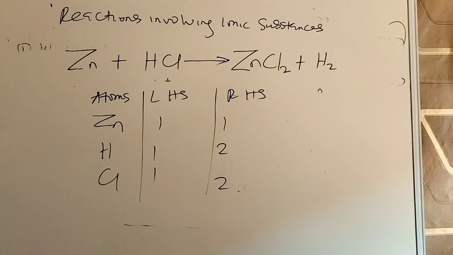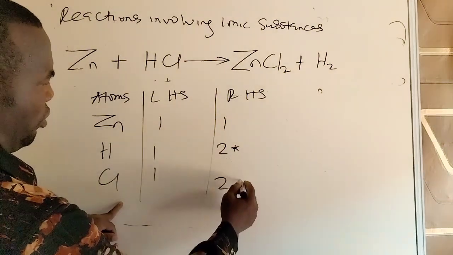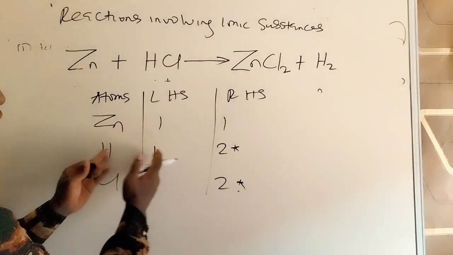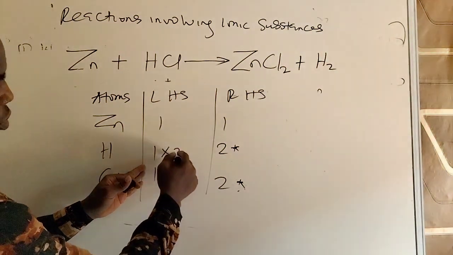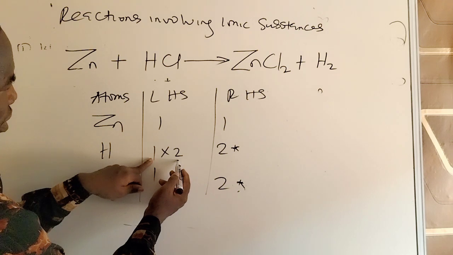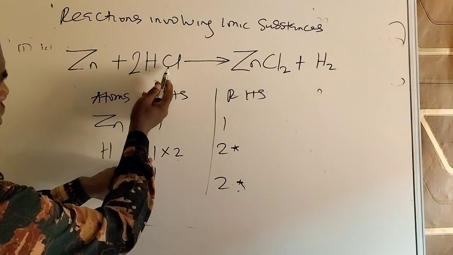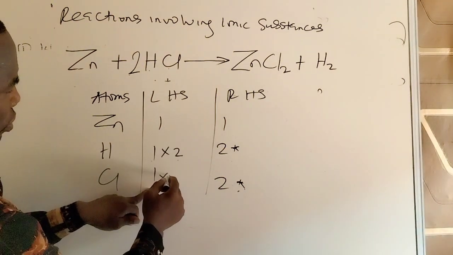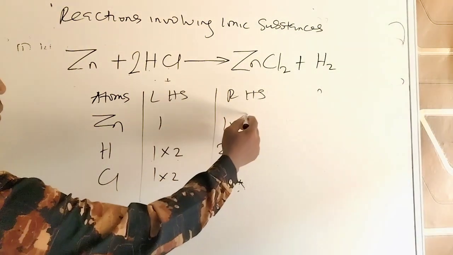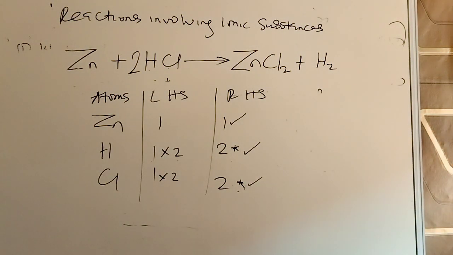To balance, you see that hydrogen is not balanced, 1 and 2, and chlorine is not balanced. So you can start with any of them. Multiply this side by 2. You have been taught that. Multiply by 2, go to the left-hand side and put 2 here. That will also affect chlorine, making it 2 times 2. By so doing, you have balanced the equation between these two substances.